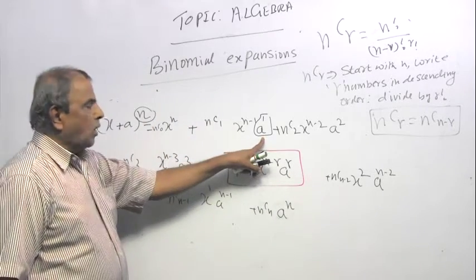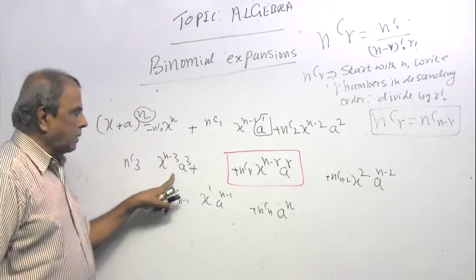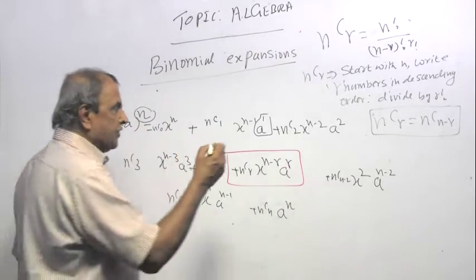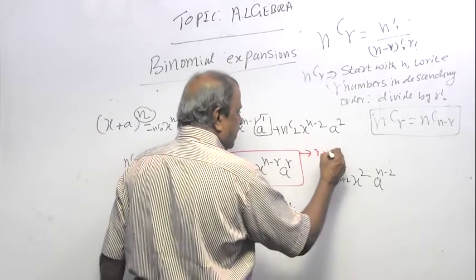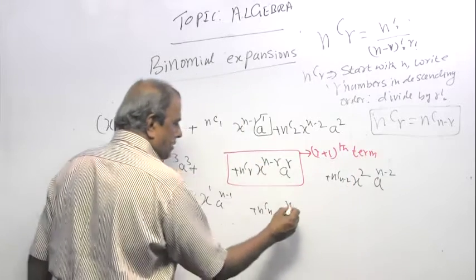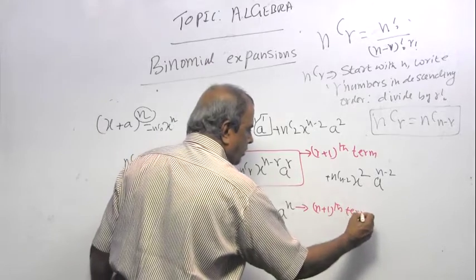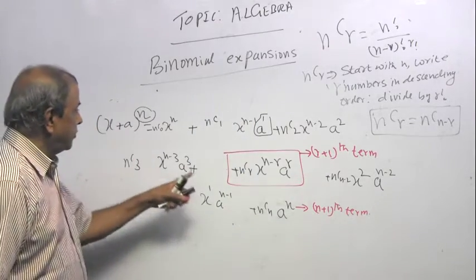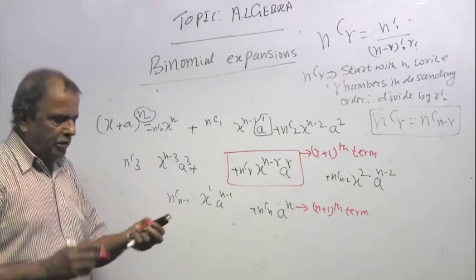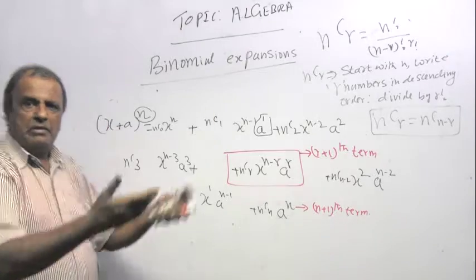If it is a power 1, second term. A power 2, third term. A power 3, fourth term. So a power r is the r plus 1th term. It is not the rth term, it is the r plus 1th term. Like a power n will be the n plus 1th term. So this is a formula you will find. You won't see nC0, you may not see nCn, but this is the general formula which you will find in your formula books or textbooks for x plus a power n.